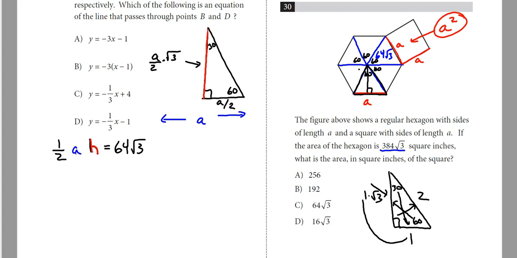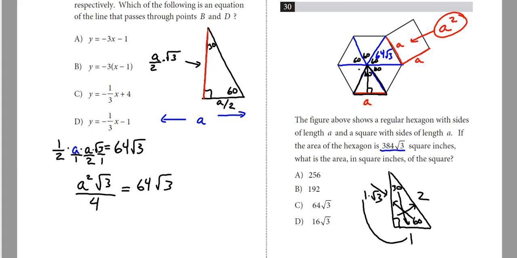So I'm going to replace that H with A over 2 radical 3. And now I have some algebra to do, some multiplying. So let's get after this. I'll put a 1 underneath this A and a 1 underneath there. I'm going to multiply all the way across the top. So 1 times A times A times radical 3, that's A squared radical 3, all over 2 times 1 times 2 times 1, which is 4, equals 64 radical 3.